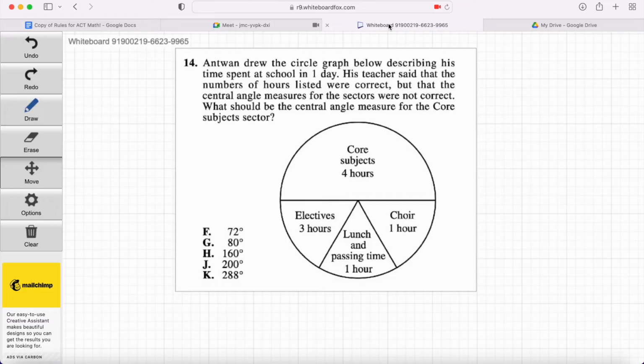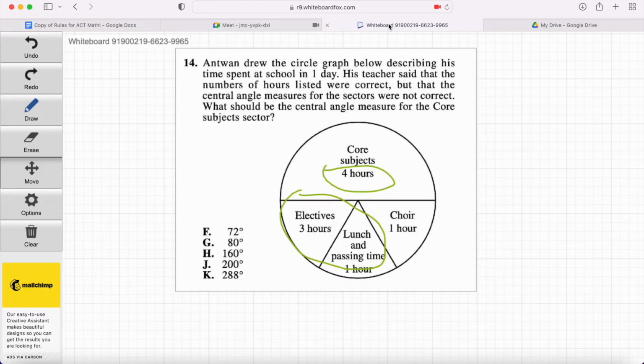But let's study this chart here first, real quick. Let's understand what's happening here. Notice the core subject sector, that's the biggest one. That's 4 hours. Just below that to the left, electives is 3 hours. Lunch and passing time is 1 hour. Now, what's really funny is that this 1 hour and the 3 hours, this is 4 hours, but this is supposed to be 4 hours here as well. But look how much bigger the core subjects is than the others.